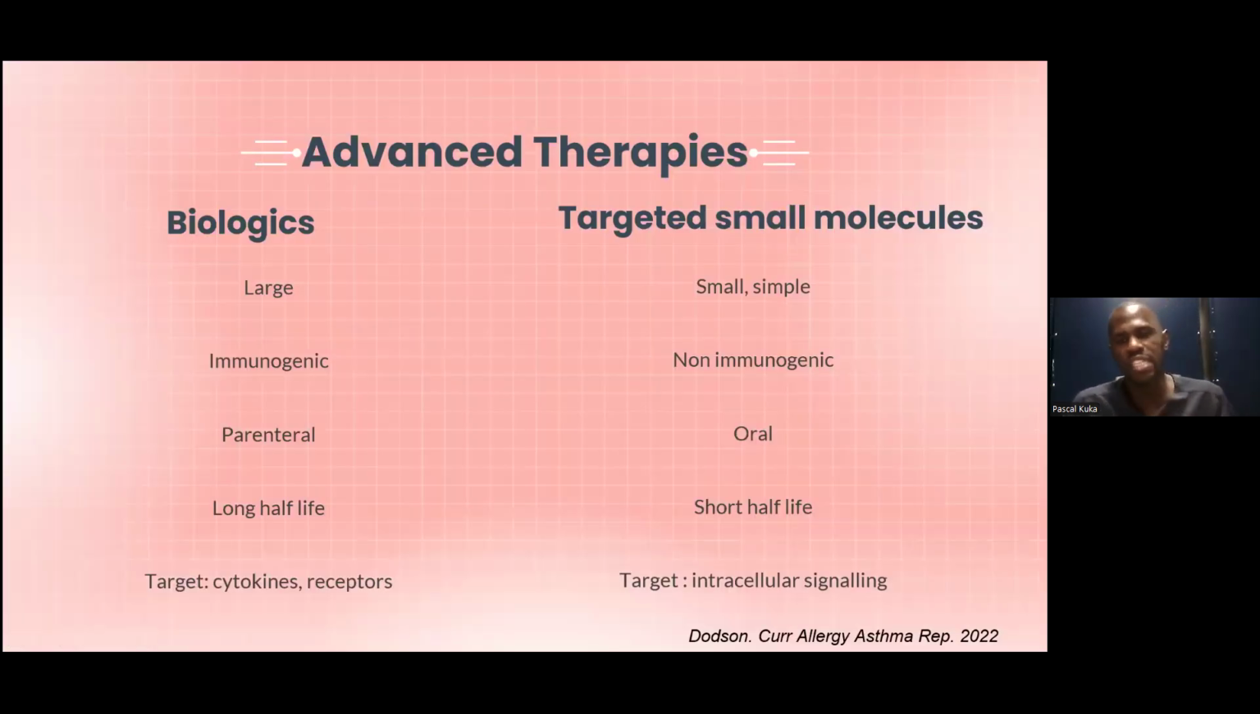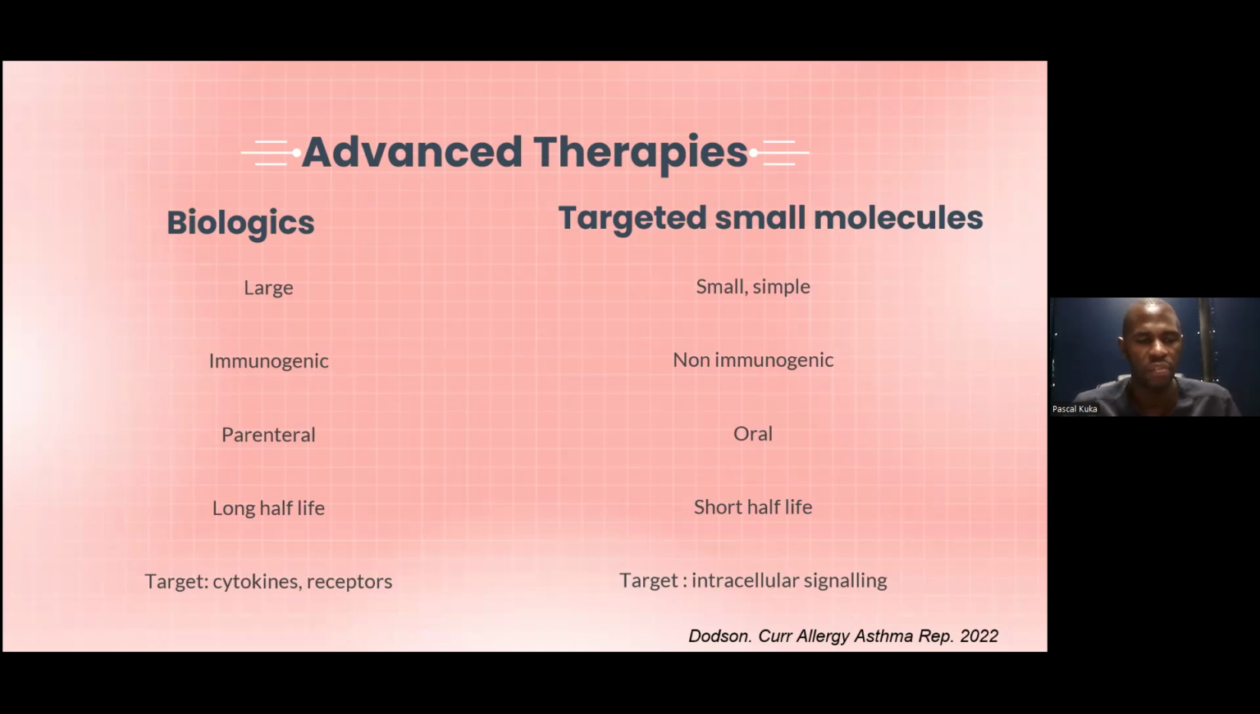So in terms of advanced therapies, the two big main differences are the biologics and the targeted small molecules. The biologics are large and complex, and because they're synthesized within living tissue, they also tend to be immunogenic, to different levels, as opposed to the targeted small molecules, which are non-immunogenic. Biologics are administered either intravenously or subcutaneously, as opposed to targeted small molecules, which are administered orally.